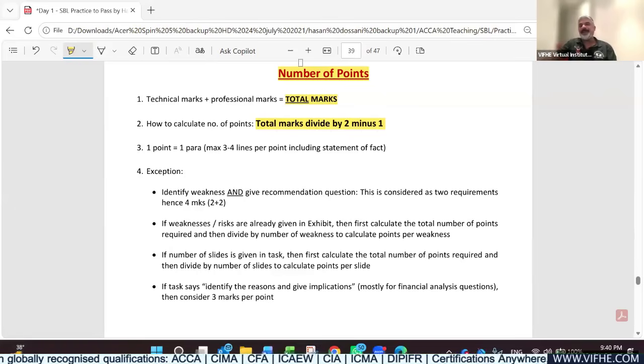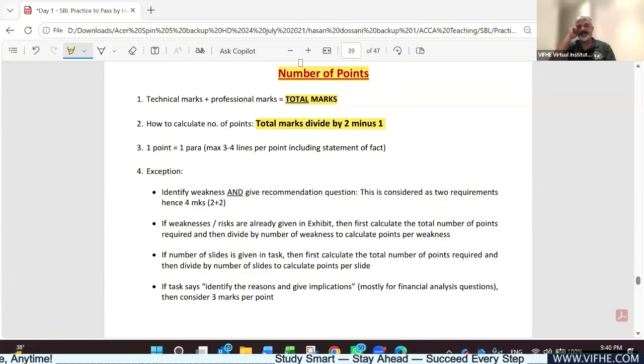If it is a 24 marks question, 24 divided by 2 is 12, 12 minus 1, 11 points. Very good.